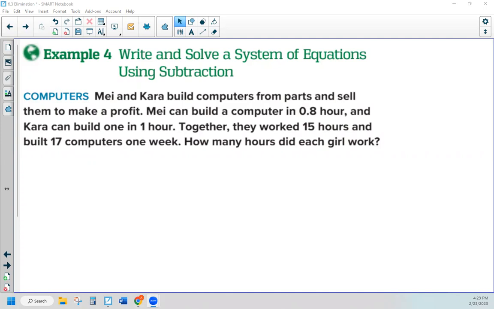May and Kara build computers from parts and sell them to make a profit. May can build a computer in 0.8 hours, and Kara can build one computer in 1 hour. Together, they worked 15 hours and built 17 computers in 1 week. How many hours did each girl work?